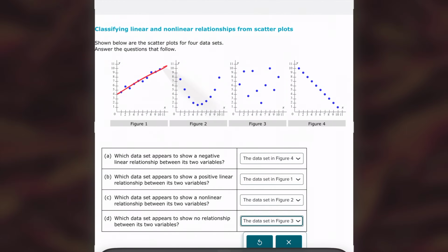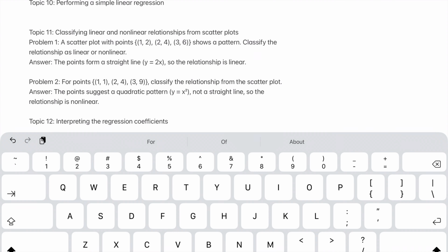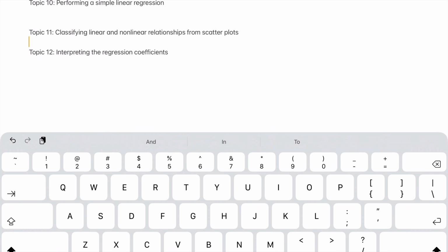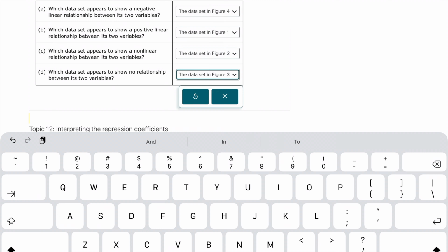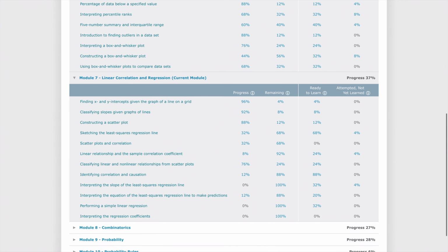Okay, so this one has a positive. This one they would say have a quadratic. This one has none. This one has a negative. Yeah, we'll go ahead and do this other one first. We'll save that one for the end.